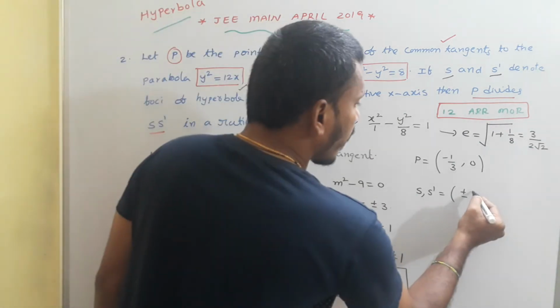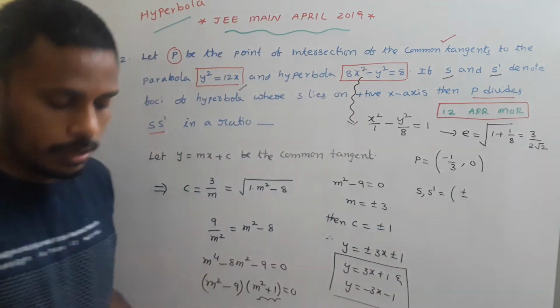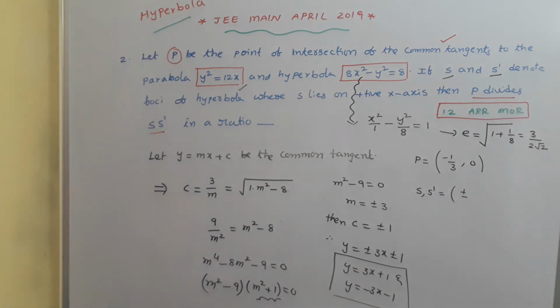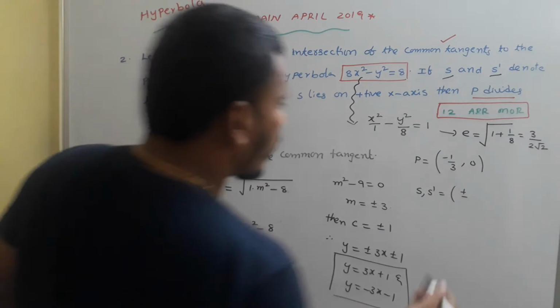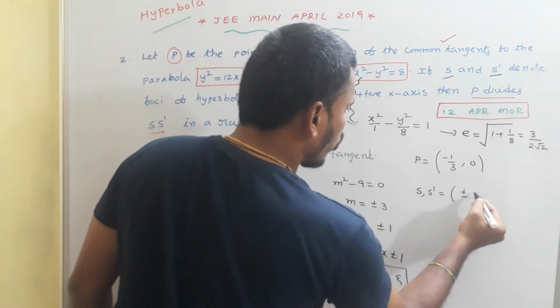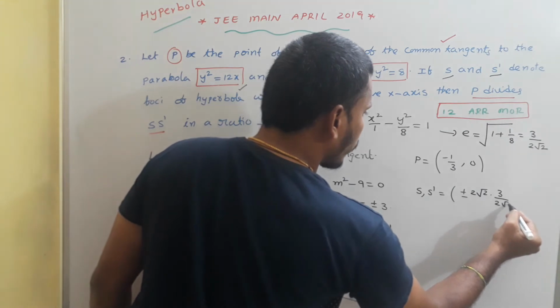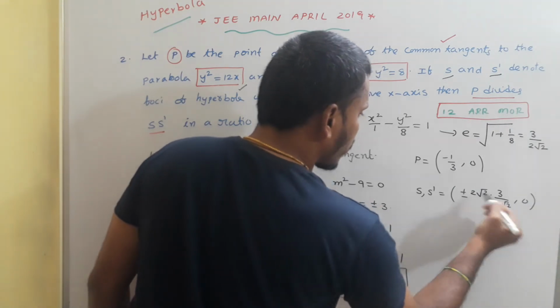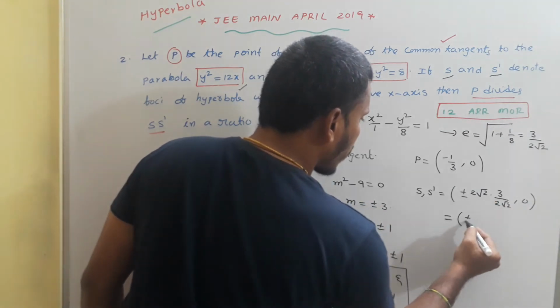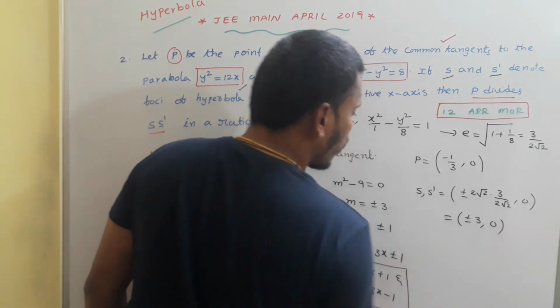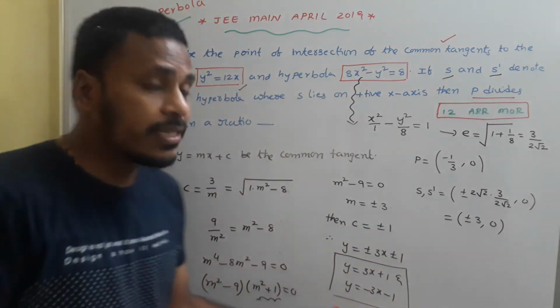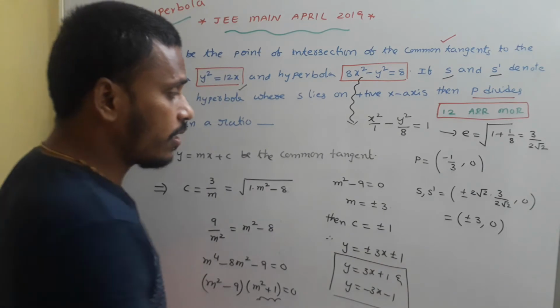So plus or minus, just have a look. We are going to look at S S dash. Okay, plus or minus B is 2 root 2, into e means 3 by 2 root 2, comma 0. So just cancel out 2 root 2, you will be left with plus or minus 3 comma 0. So S and S dash: S is 3 comma 0, S dash is minus 3 comma 0.